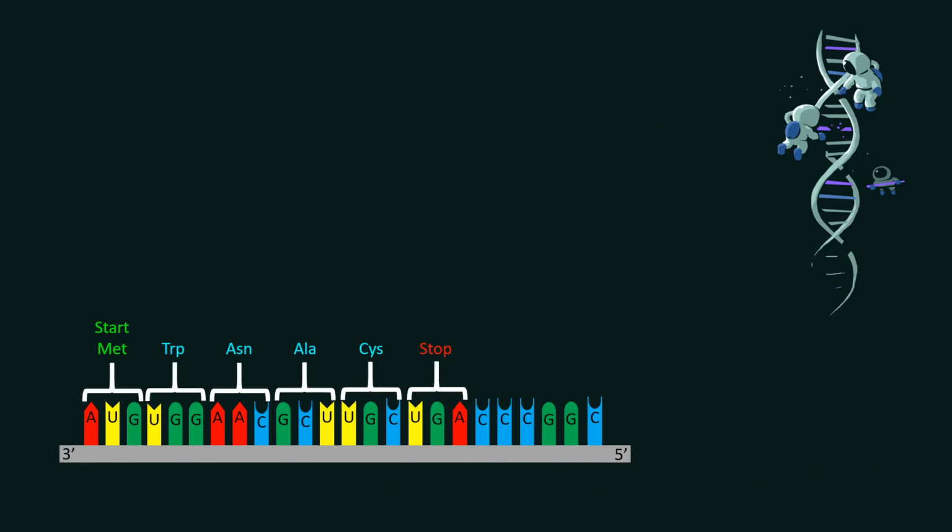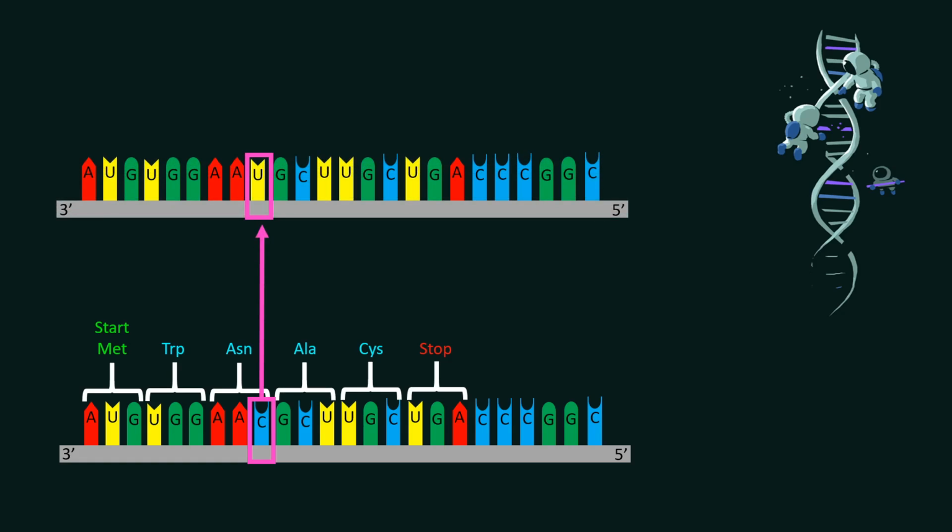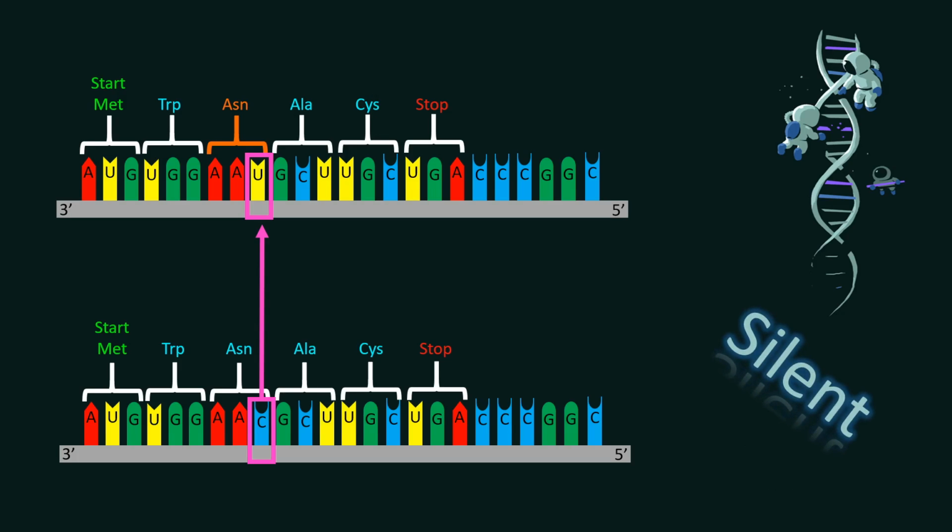For the next mutation, let's look at this C. What would change if it transitionally mutated into a U? Well, it actually wouldn't change the encoded protein. This is because multiple codons can encode for the same amino acid. This type of mutation is a silent mutation.